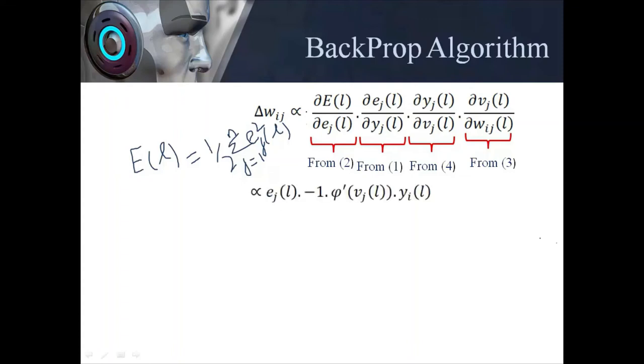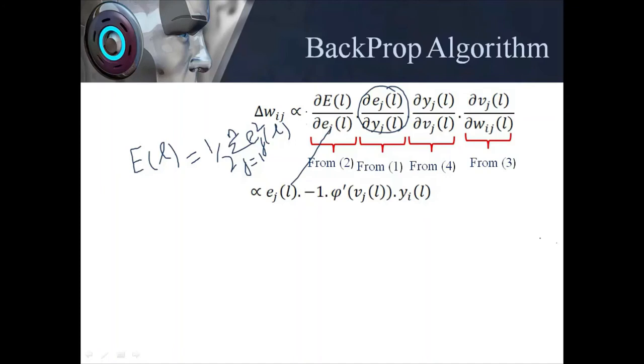So this first partial derivative term is going to give me this error term. Coming to the second partial derivative, that is finding the partial derivative of the instantaneous error with respect to the output of the jth neuron.